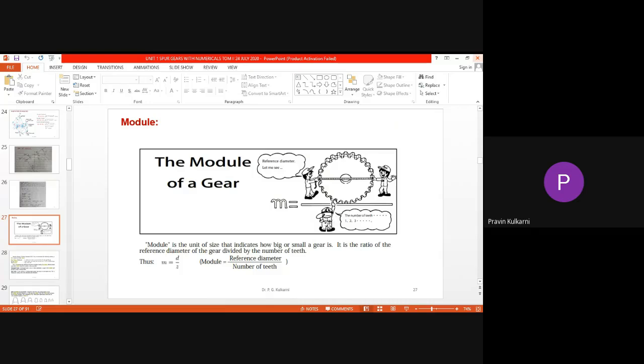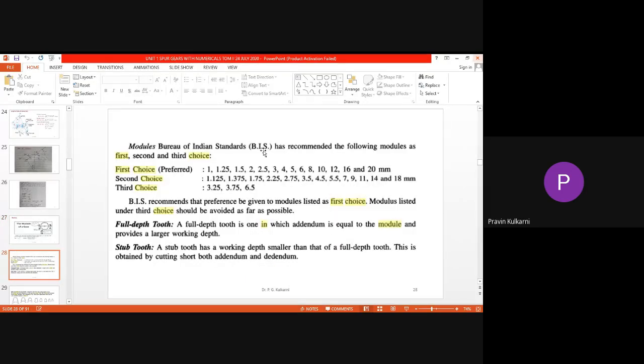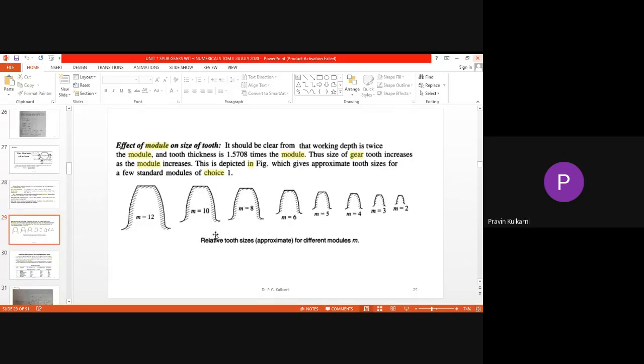The size of the gear will be greater if the module is greater. Module is the ratio of diameter to number of teeth. Inverse of module is diametral pitch. These are the standard values of module. With increased module, the size of the tooth will also increase, and the size of the gear will also increase. It is written that the size of the gear tooth increases as the module increases.